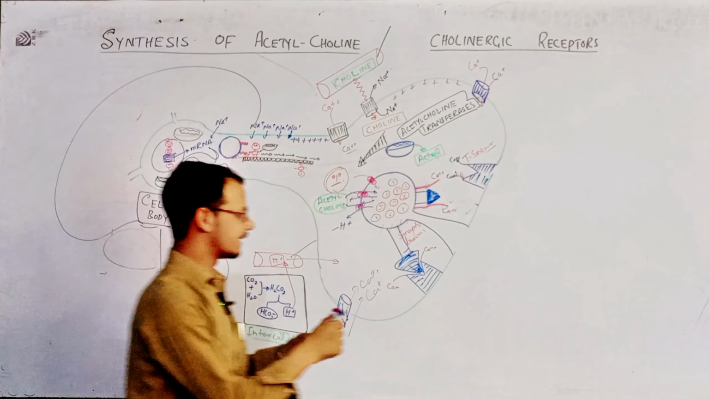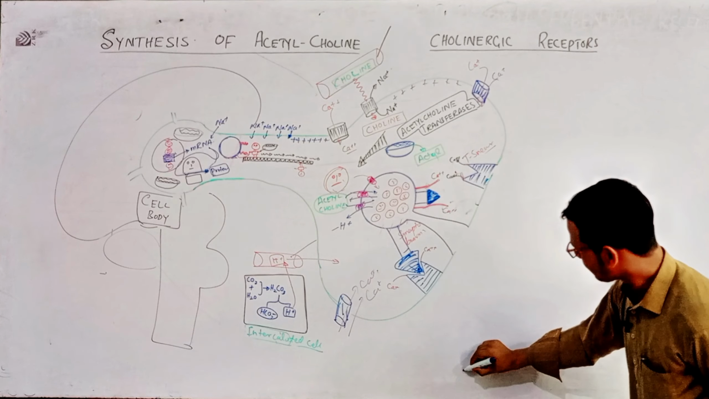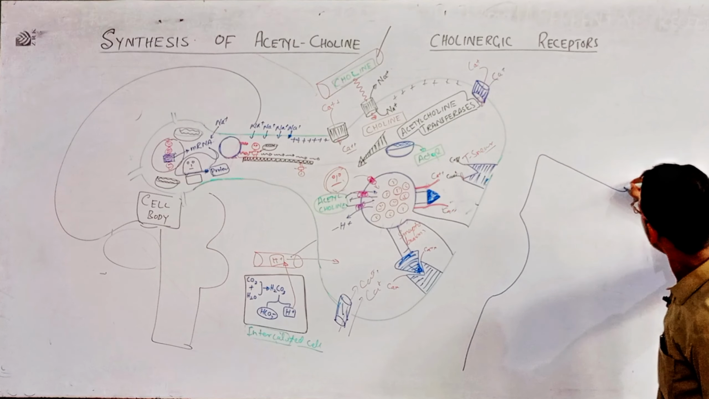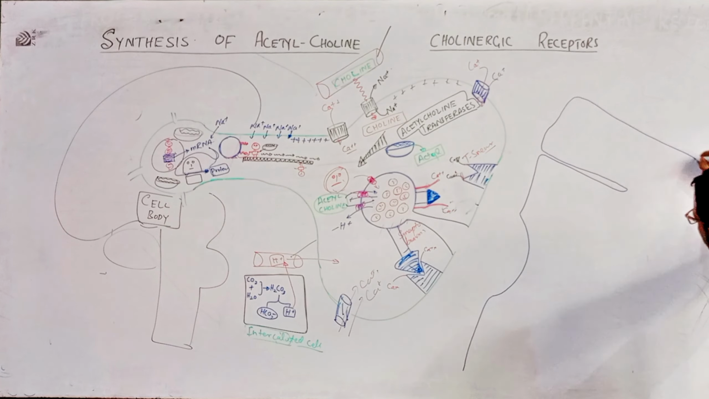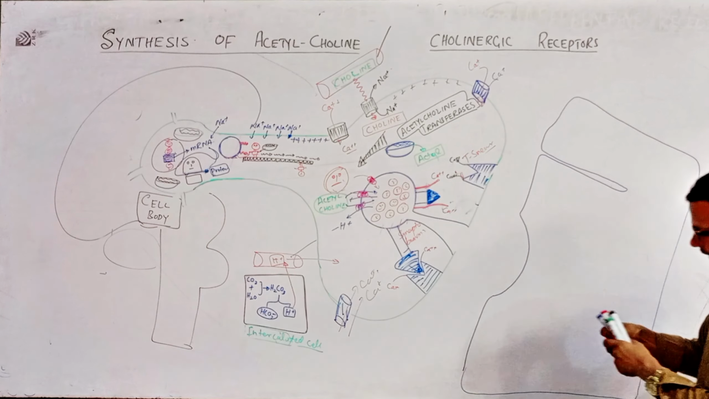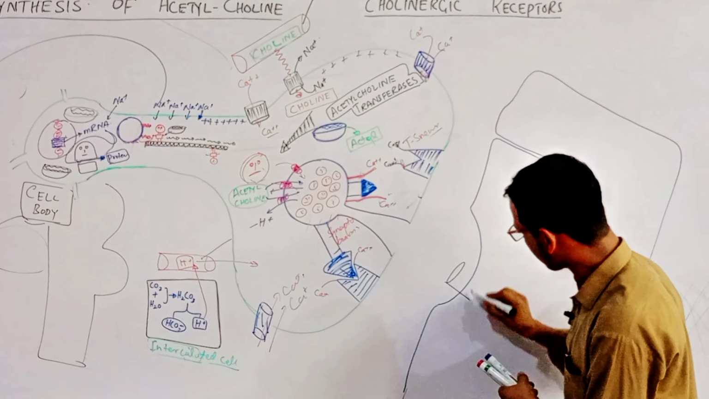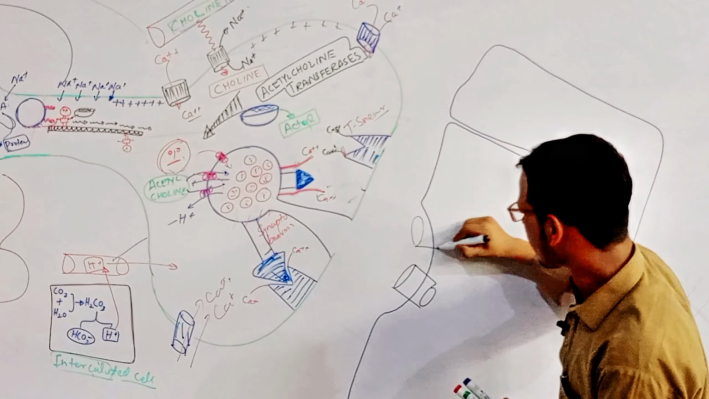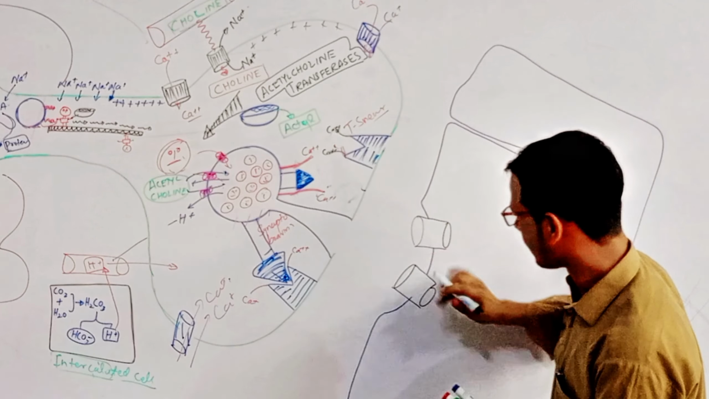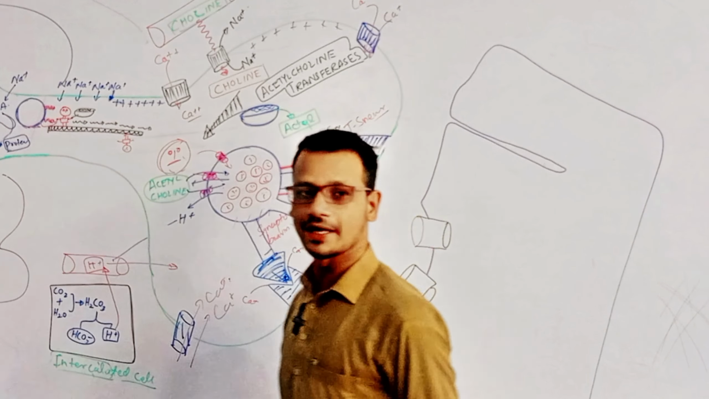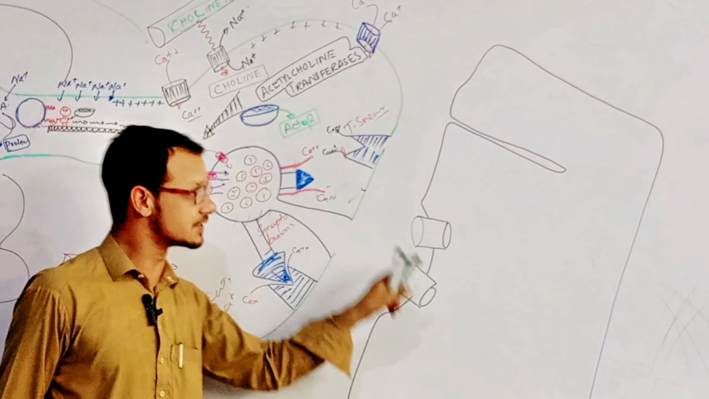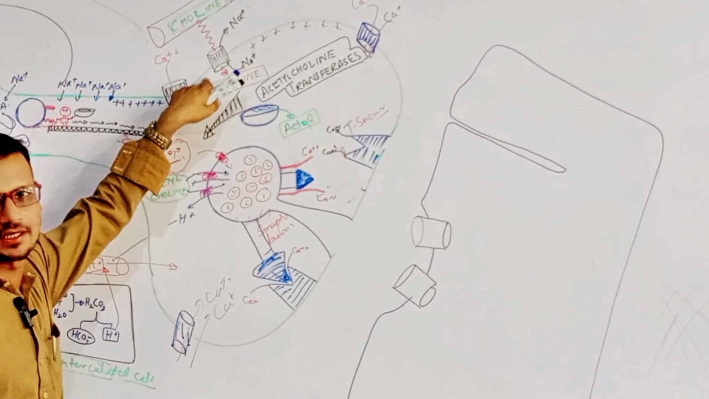For example, I have this, this is a muscle cell, right? And we have nicotinic receptors here. What are nicotinic receptors? They are cholinergic because they are activated by acetylcholine and they have ligand binding sites because these channels are ligand gated ion channels and these channels are voltage gated ion channels.